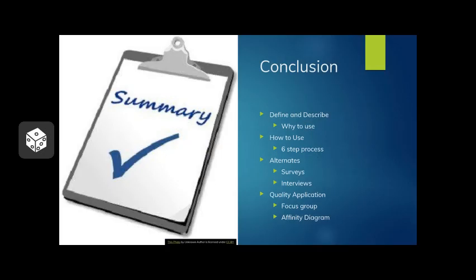So, conclusion on the topic here. Went over the definition and kind of the nuts and bolts of what the focus group is and why and when you would use it. Talked about how to use that 6-step process, a couple of alternatives, the survey, and of course the interviews. And then the quality application, it's a brainstorming technique essentially, group collaboration to kind of come up with some data that you can use. And the tool that it has suggested as the output for this is the affinity diagram.